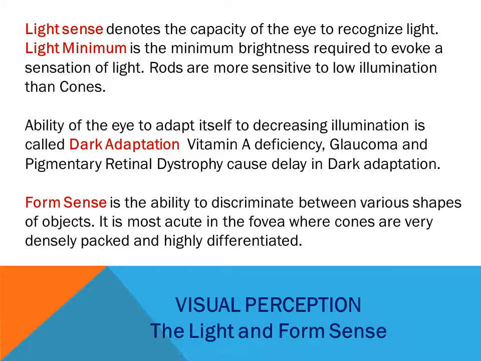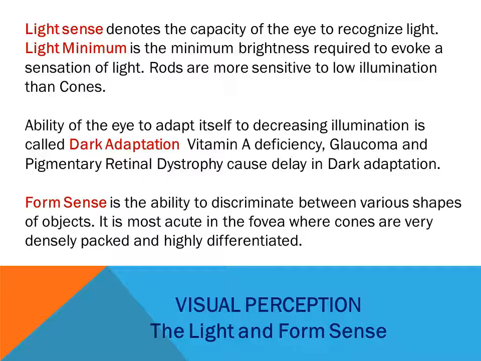Visual perception, the light and the form sense. Light sense denotes the capacity of eye to recognize light. Light minimum is the minimum brightness required to evoke a sensation of light. Rods are more sensitive to low illumination than cones. Ability of the eye to adapt itself to decreasing illumination is called dark adaptation.